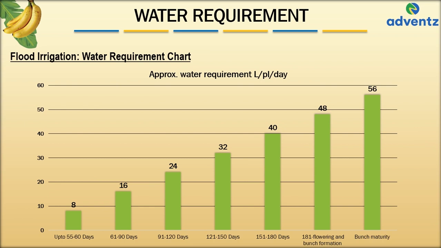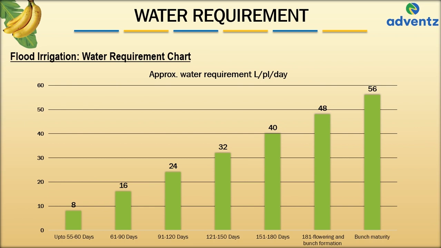When the age of the crop is between 91 to 120 days after planting, 24 liters of water approximately per plant per day is required. When the age of the crop is between 121 to 150 days after planting, 32 liters of water approximately per plant per day is required.